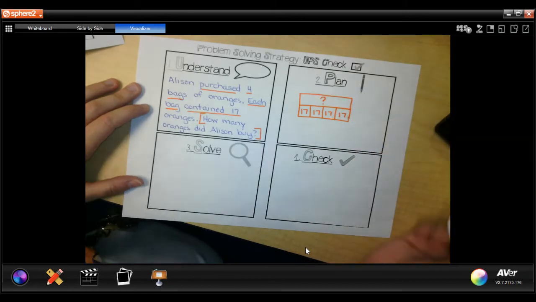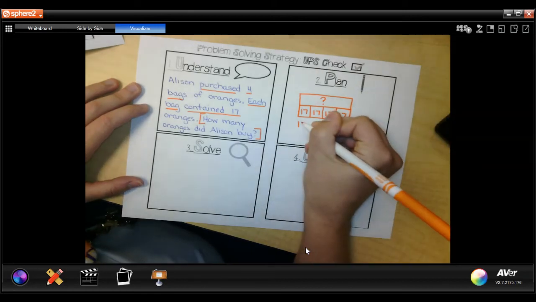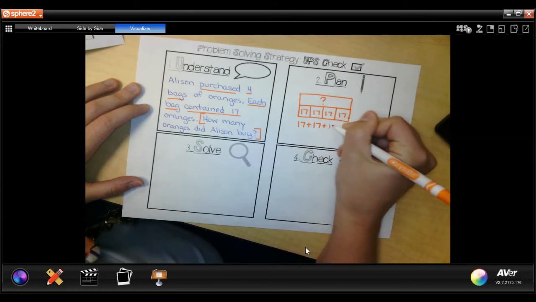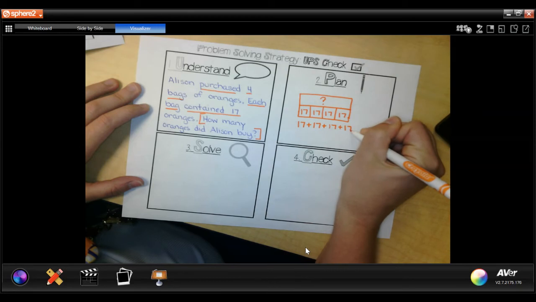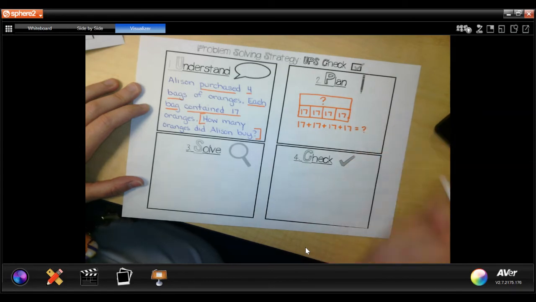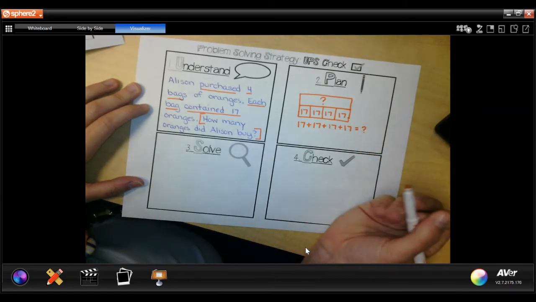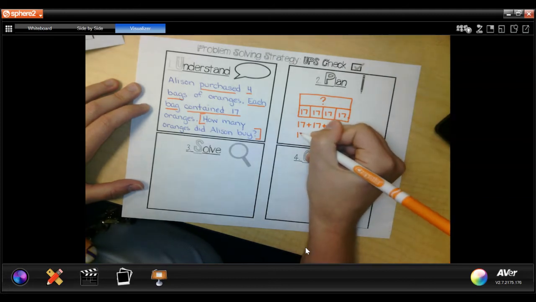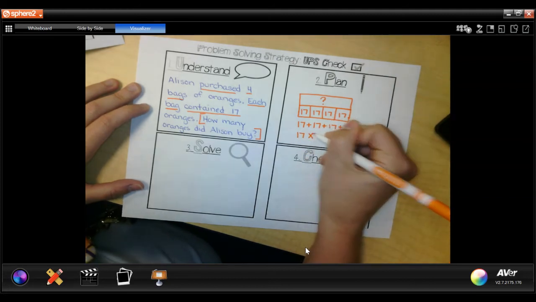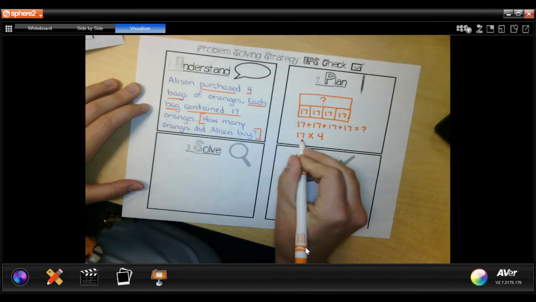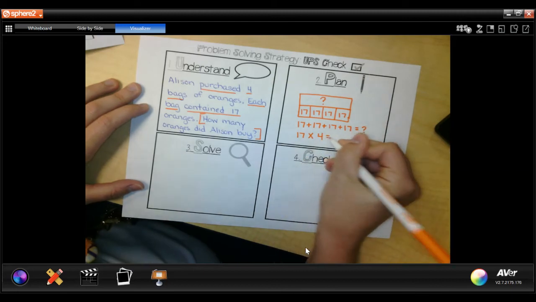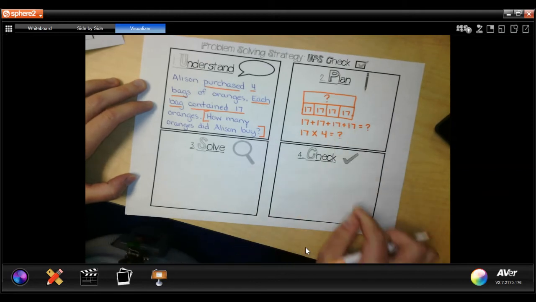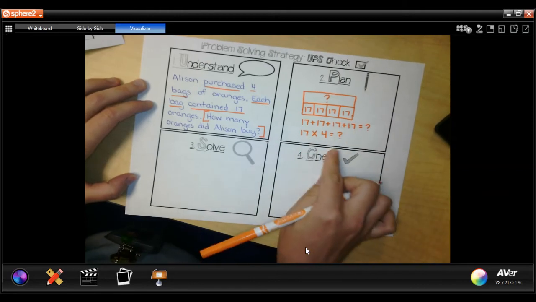Now, in the past, we've done repeated addition, and I can go 17 plus 17 plus 17 plus 17 equals how many oranges Allison bought. But we can also do a multiplication equation. And this way I can go 17 times 4. So 17 oranges times her 4 bags is going to tell us our answer. So I have my planning. I know what equation I'm working with, 17 times 4.